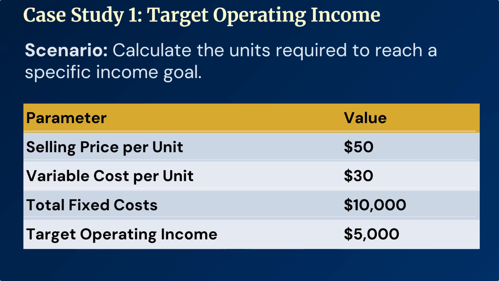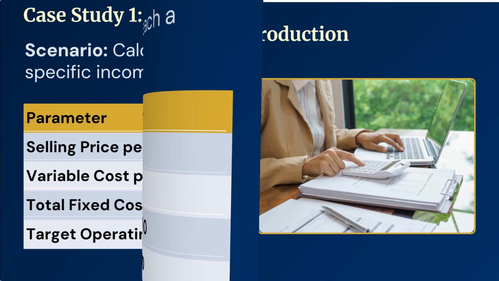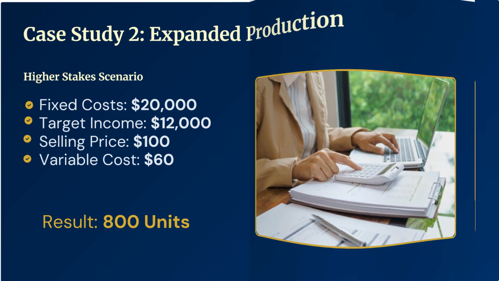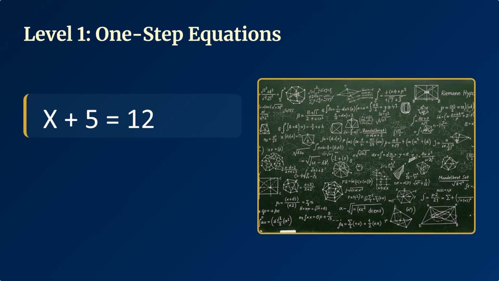After learning the basics, we are going to do the case study where a target operating income is given to you, and then you have to calculate the number of units required to reach that specific income goal. So after I finish the basics, we'll come back to this question and there's another case study where the target income is given, which is of a higher figure. Again, we find out how to use algebraic equations to find the answer. So let's start off with the very basics so that your algebraic equation base becomes very strong.